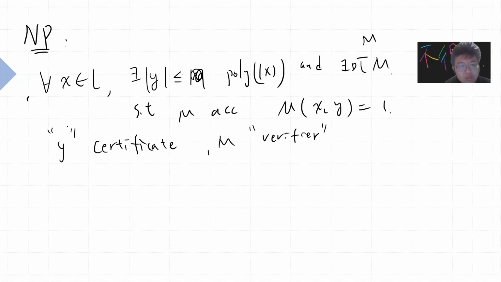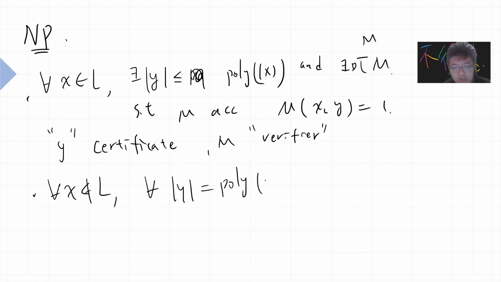You also need to write another sentence: for every x not belonging to L, for all y with length at most poly of x, M of x, y outputs 0. So this means that if x does not belong to this language, then for every y with length poly in the length of x, M of x, y will output 0.